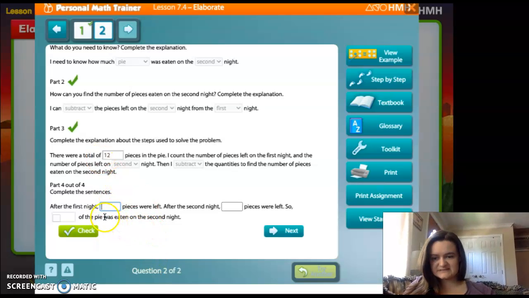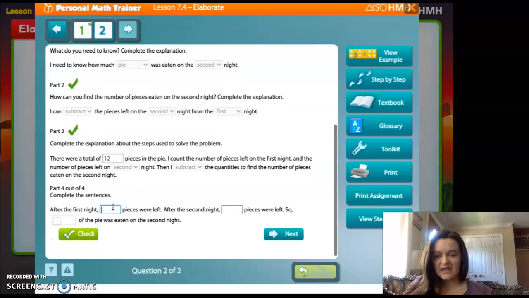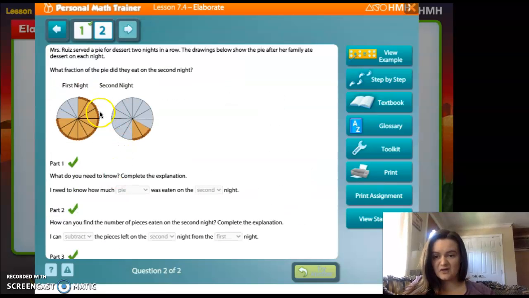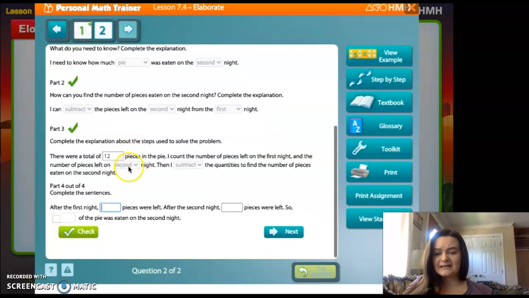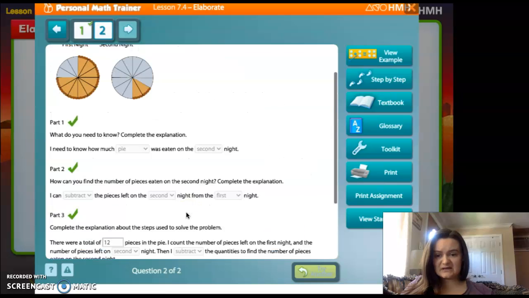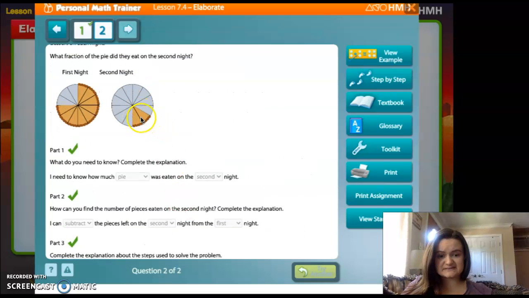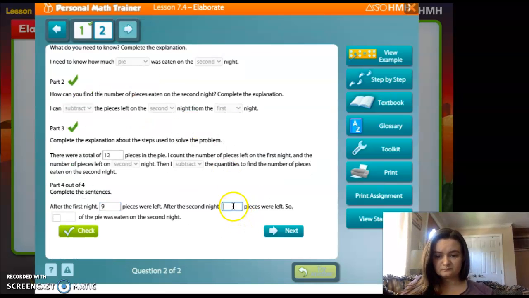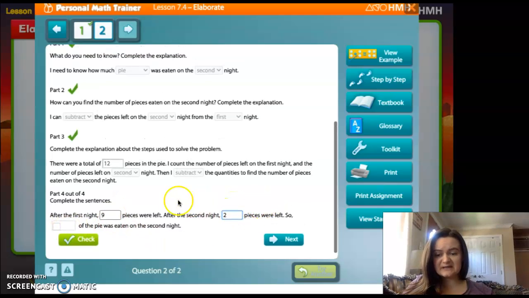Complete the sentences. After the first night, how many pieces were left? I have to go back and look. After the first night, there were 1, 2, 3, 4, 5, 6, 7, 8, 9. There were 9 pieces left. After the second night, there were only 2 pieces. All right. So how many pieces were eaten on the second night? 9 minus 2 is 7.